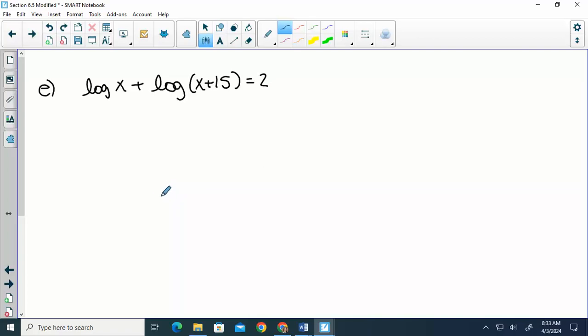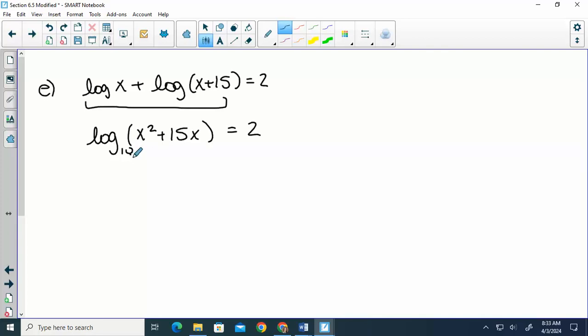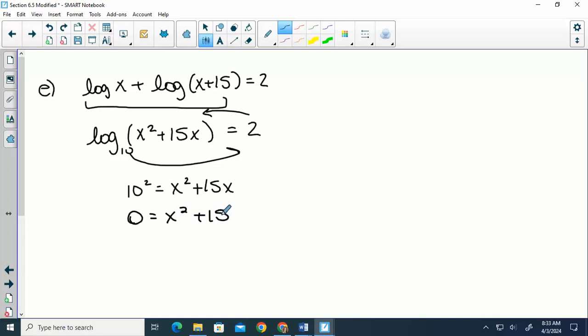What would we do on this problem? We have to combine those by multiplying. So you distribute your x, so that makes it x squared plus 15x. What's the base on this log? Change it to exponential. Quadratic, so we have to get equal to 0. So the x squared plus 15x minus 100. How does that factor?